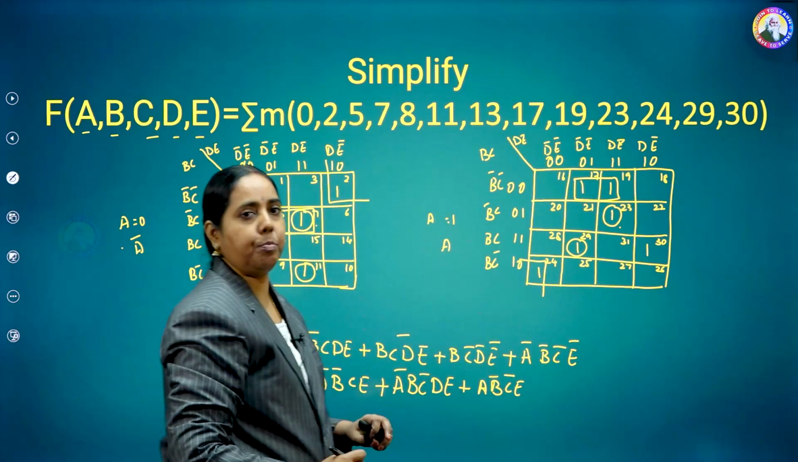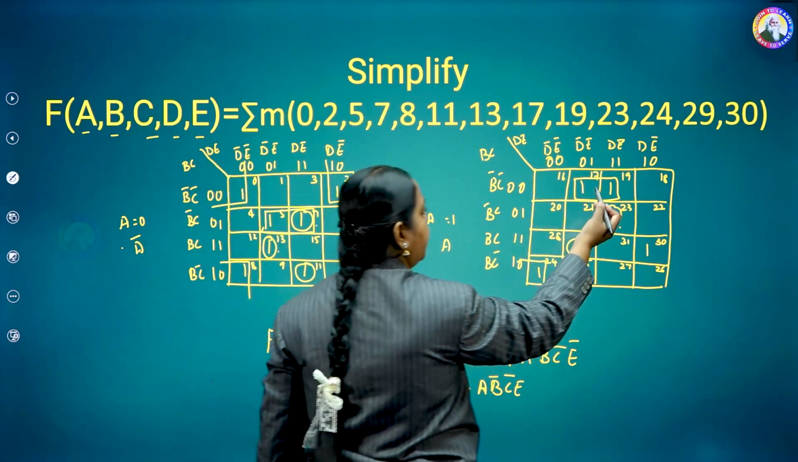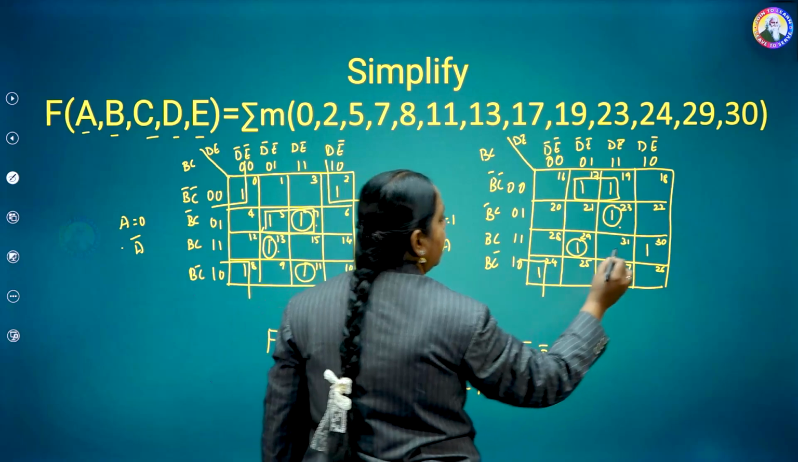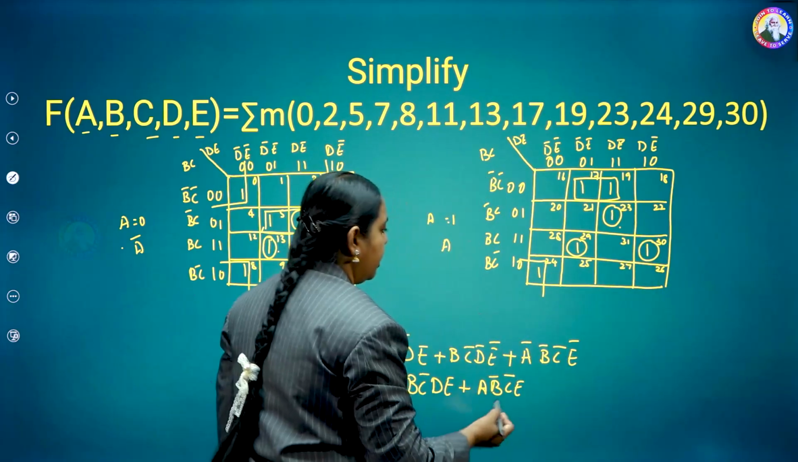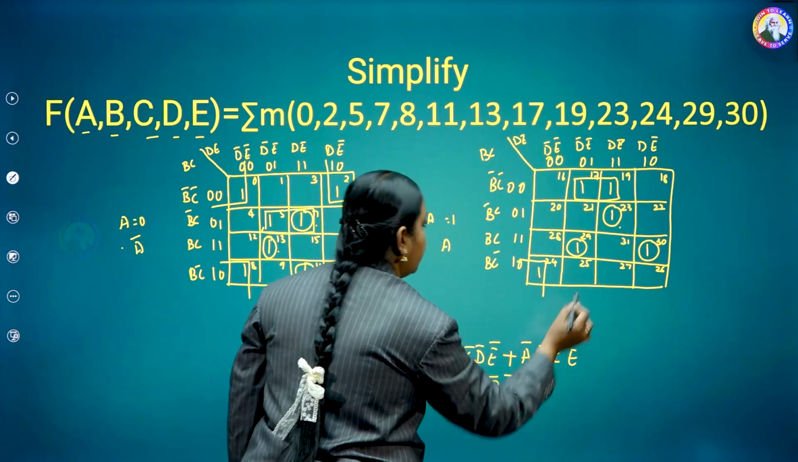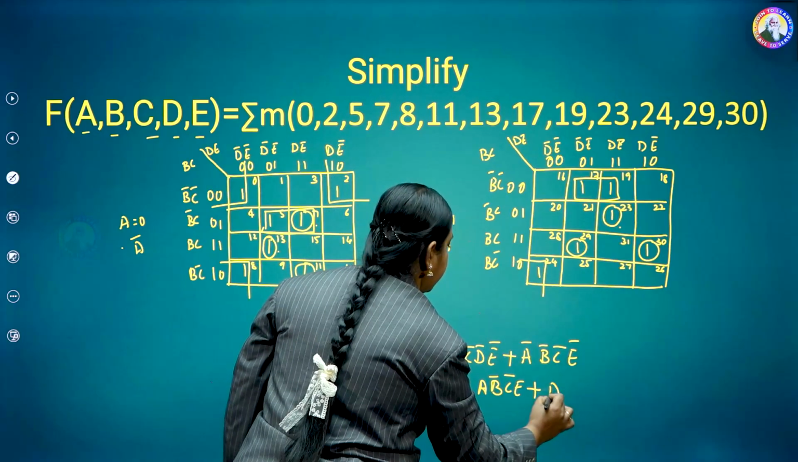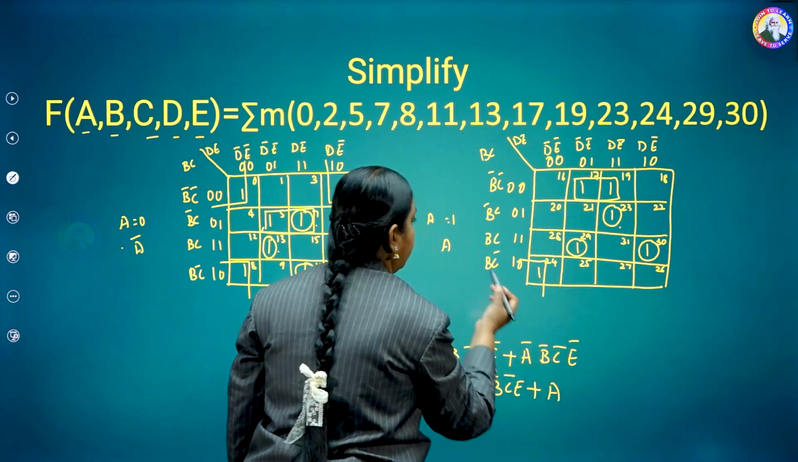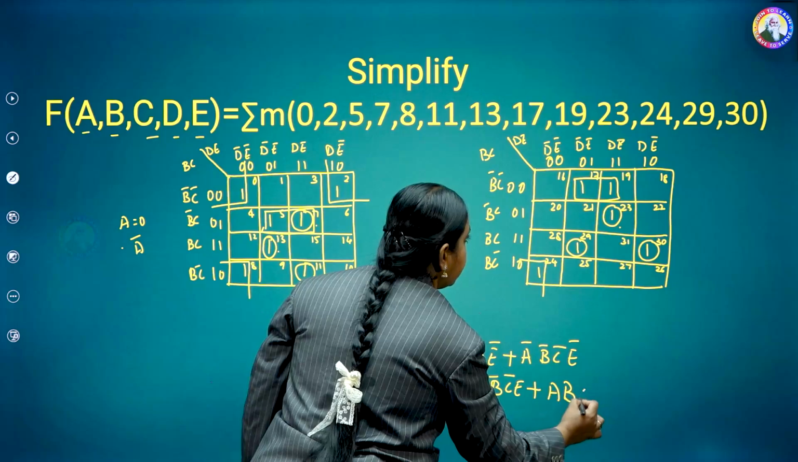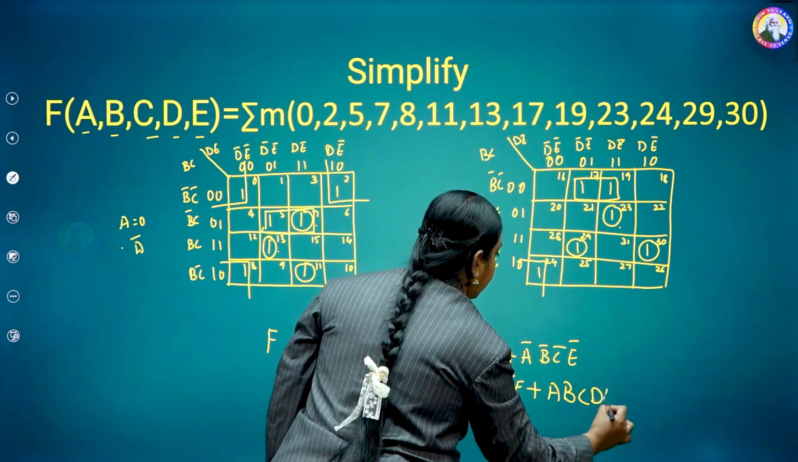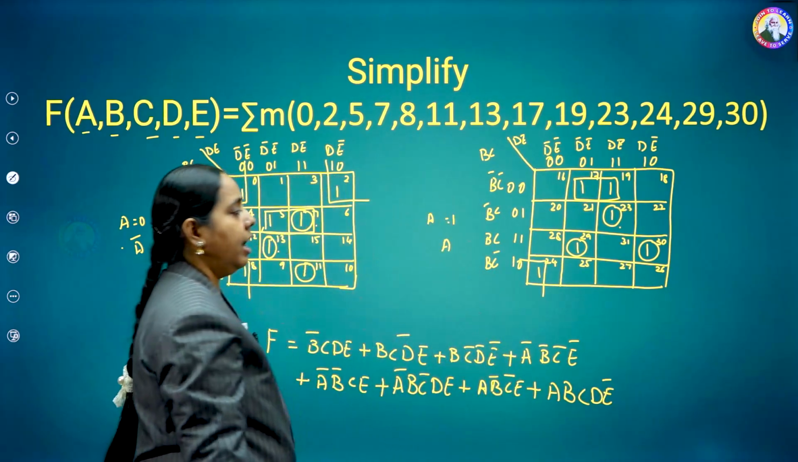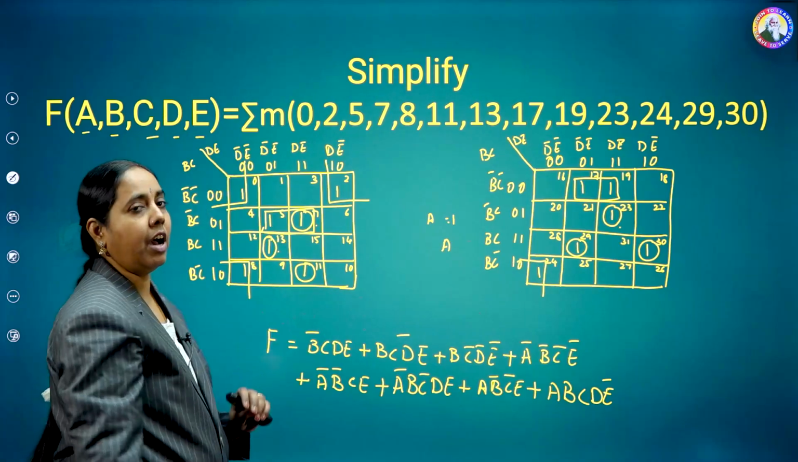So this is the grouping with respect to this term. Next, this is one leftover, right? No further grouping is possible. So the term with respect to this cell can be written as A, B, C, D, E bar. Like this, we need to solve by using a 5 variable K-map.